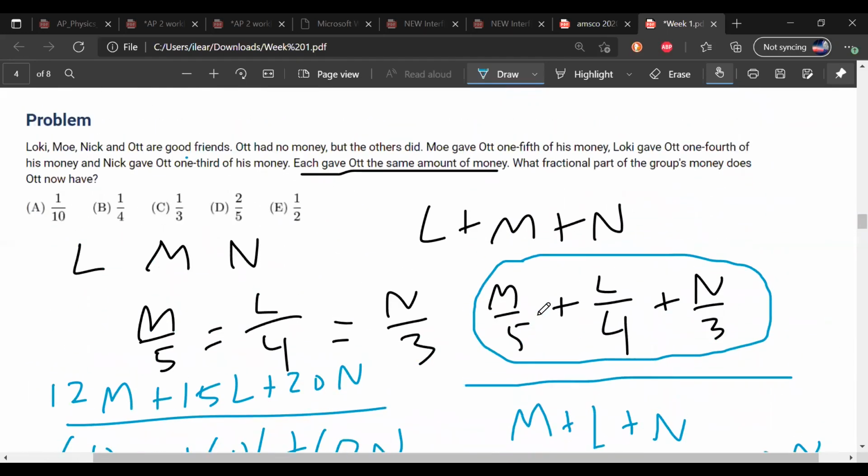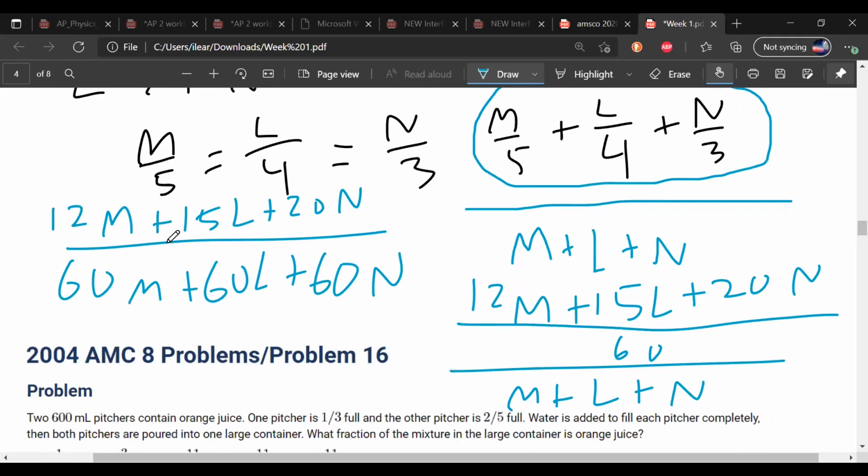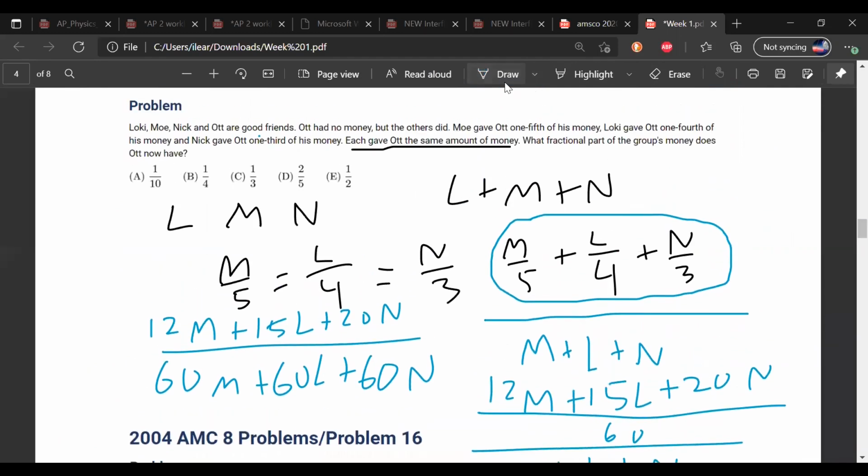So how much money does Ott have right now? We essentially have this. It looks like there are some people who are debating between B and C. All right, let's check.